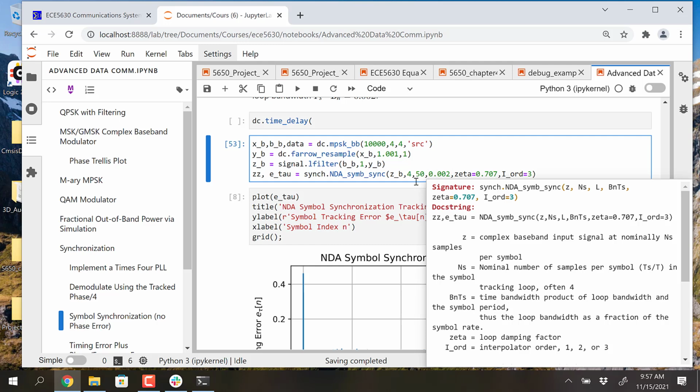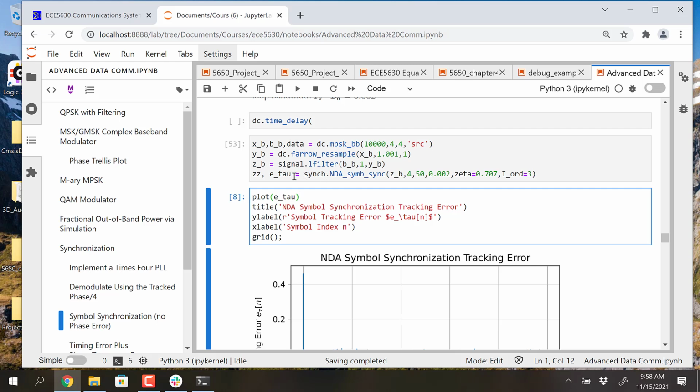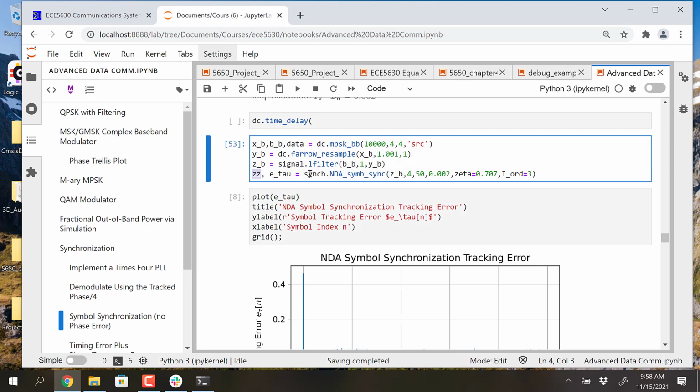See, what's the third one? Nominal number of samples per symbol is going to be 4 here. Time bandwidth product, the tracking loop is the next parameter, so that's 0.002. And then I'm asking for the feedback control system tracking loop to have a damping factor of 0.707, and the last one is the order of the interpolator, 1, 2, or 3. So I've chosen 3. So I already ran it, and I have it output the synchronized waveform, sample once per symbol now. So this will not output a waveform. This outputs just once per symbol.